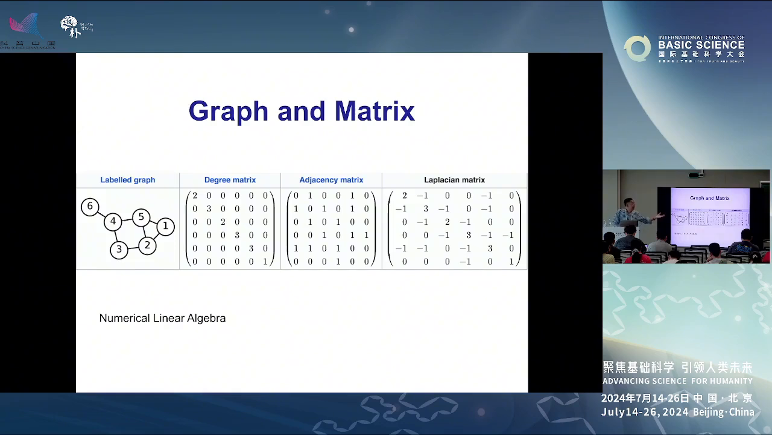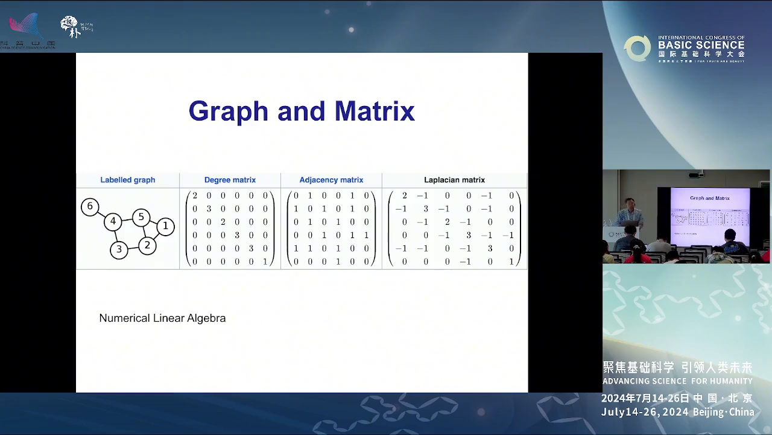So the basic idea is you treat it as a graph and then you get the so-called adjacency matrix. The adjacency matrix indicates whether two nodes have any connection or not. Then you calculate the degree matrix, and from these two matrices you can generate the so-called Laplacian matrix. Based on the Laplacian matrix, you can use all kinds of numerical linear algebra to analyze this. You can get spectral clustering and so on and so forth.